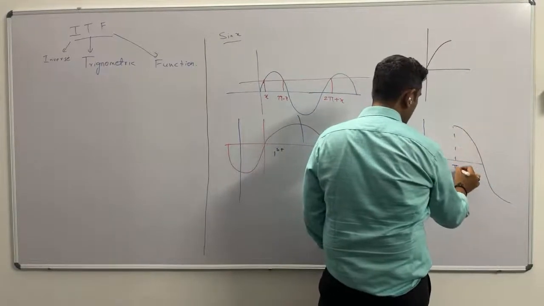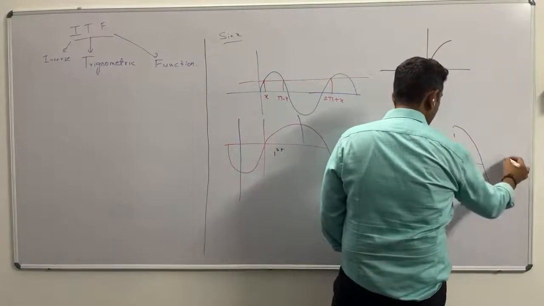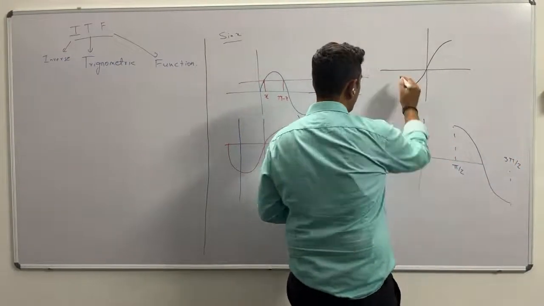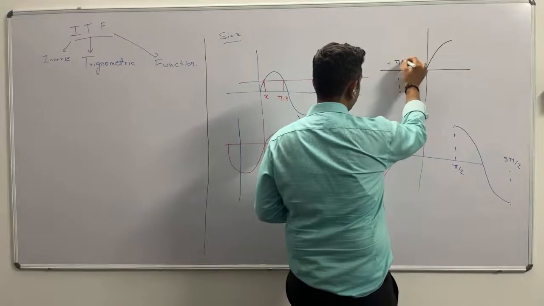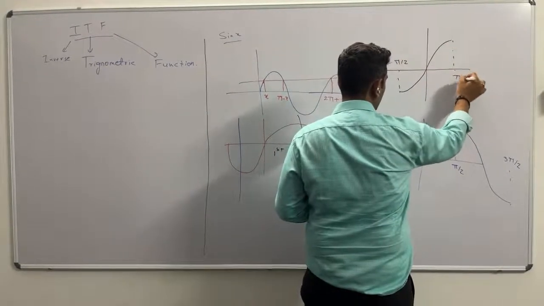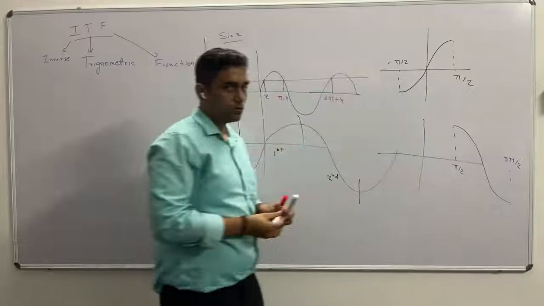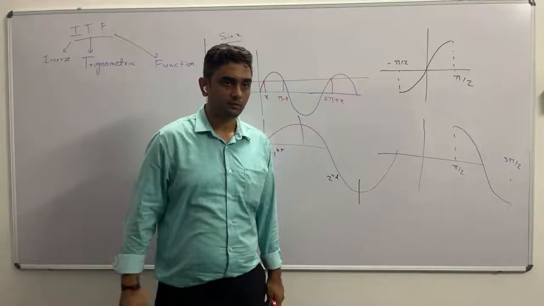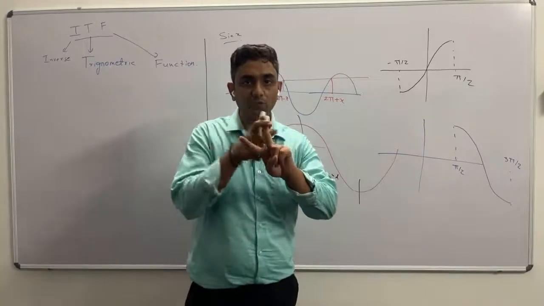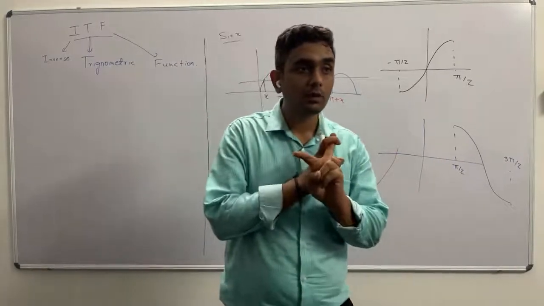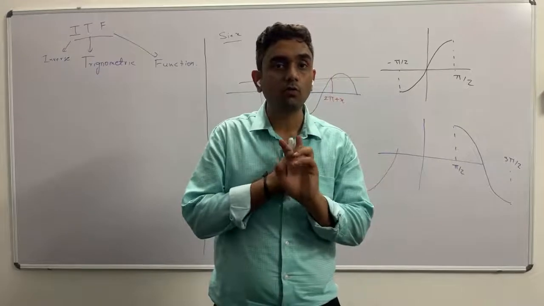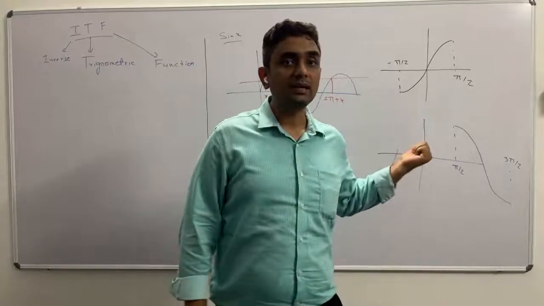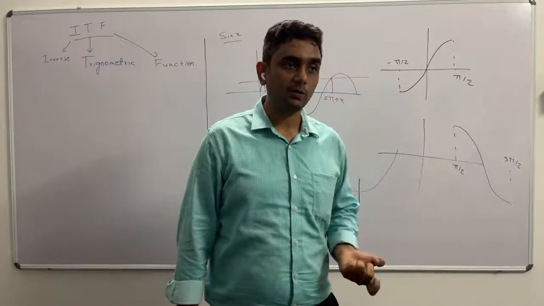Now this is from pi by 2 to 3 pi by 2, and the previous one is from minus pi by 2 to pi by 2. So we could have cut in any way. It doesn't really matter how we cut this graph. So two things. First, we have to cut it to make it 1 to 1 and onto, because only a 1 to 1 onto function can have an inverse. Second, we can cut it anywhere it is 1 to 1 onto.